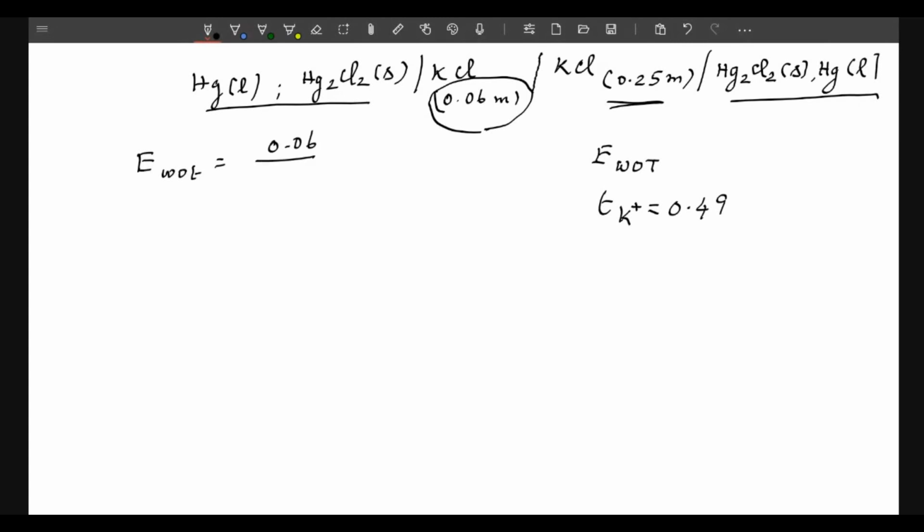Why? How many electrons are involved in the process? This is mercury in the zero state and mercurous in the plus one state. That plus one electron would be used by KCl. Therefore, we can take it as one here, and log of the concentration of the electrolyte in the cathode compartment 0.25 divided by the anode compartment 0.06.